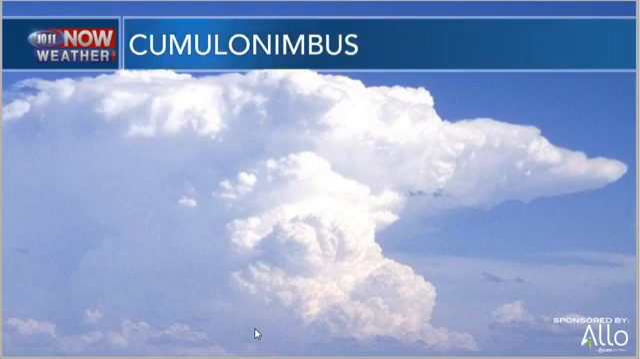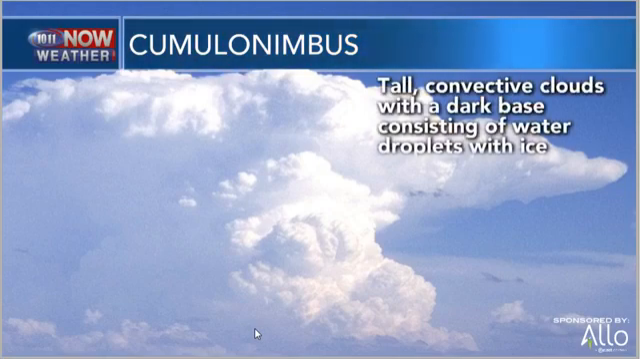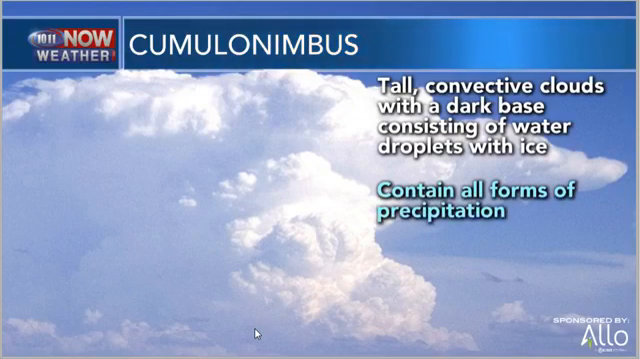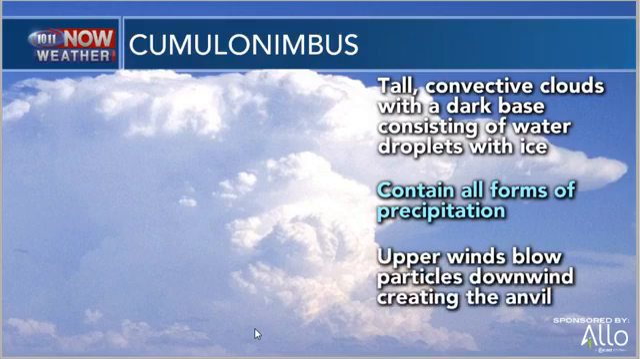All right, now we're going to talk about the cumulonimbus, and these are the ones that eventually develop into thunderstorms. These are the vertical clouds. These are the ones that can start low in the atmosphere and then build all the way up high into the atmosphere. And basically tall convective clouds with a dark base consisting of water droplets, but also ice, because there is ice particles in there. Of course, hail can develop. It does contain all forms of precipitation, even snow sometimes, in these cumulonimbus clouds.